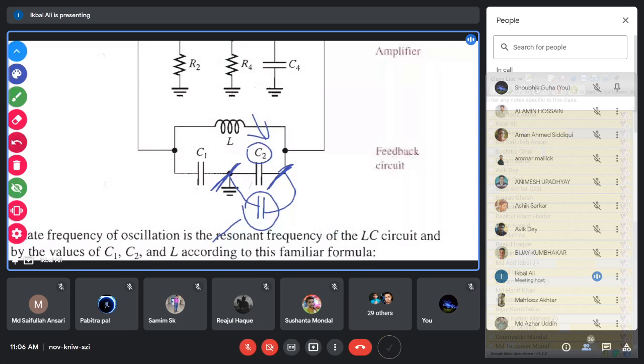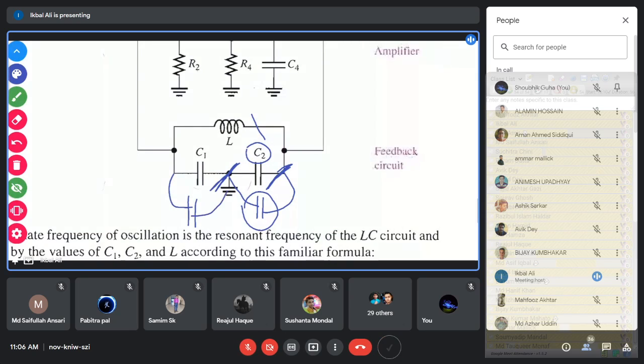The capacitor C1 is affected by the base-emitter junction capacitance. So there will be a base-emitter junction capacitance which appears when the circuit runs, and C2 will be affected by the collector-emitter junction capacitance. So you have to consider these capacitances, otherwise you cannot calculate the output frequency of the oscillator correctly. When you use the formula 1 by 2 pi root over LC, that C should include these two stray capacitances or junction capacitances of the transistor. Then you will get your actual frequency expression.